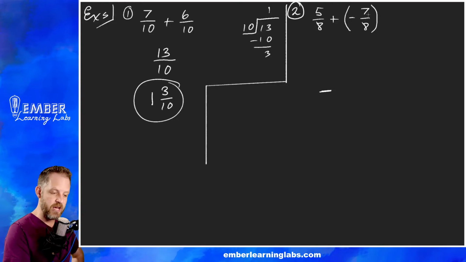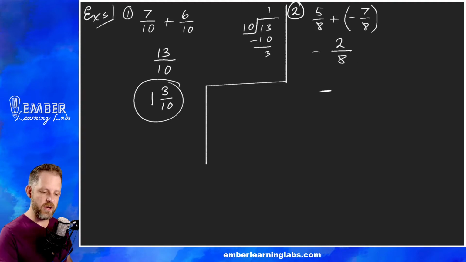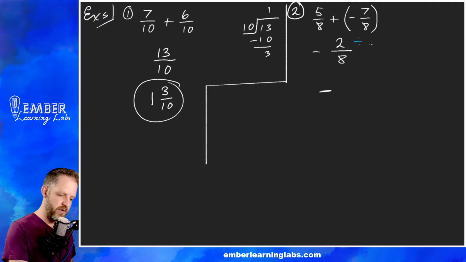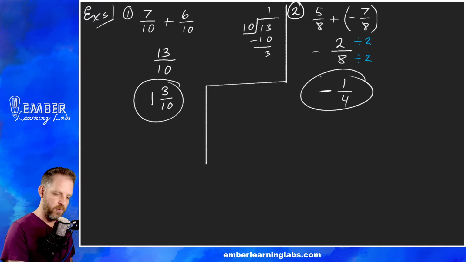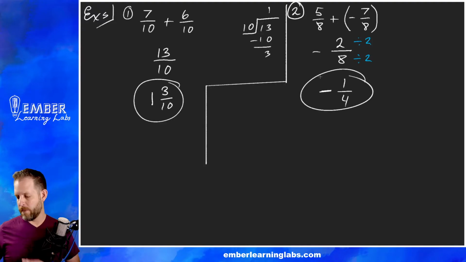So we subtract. 7 minus 5 is 2. And then the denominator stays the same. So negative 2/8. Now those reduce. Those are going to reduce by 2. 2 divided by 2 is 1. 8 divided by 2 is 4. So the answer to 5/8 plus negative 7/8 is negative 1/4. No big dealio at all.